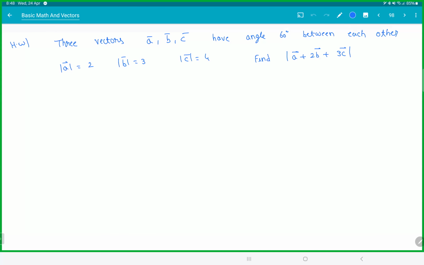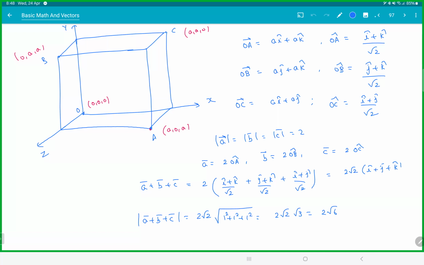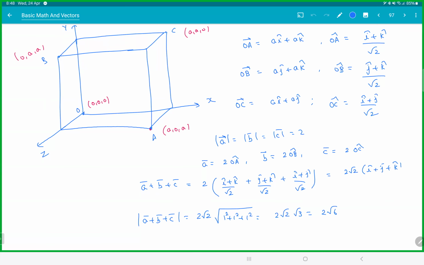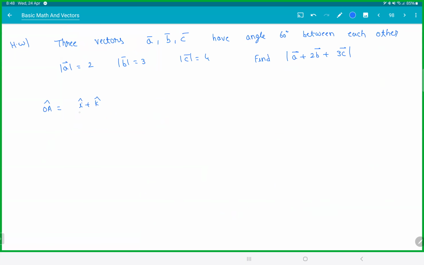Same idea, remember? In this, we got already OA cap, OB cap, OC cap, na? So we know OA cap was I cap plus K cap by root 2. We proved it in the previous problem. OB cap will be J cap plus K cap by root 2. OC cap would be I cap plus J cap by root 2.